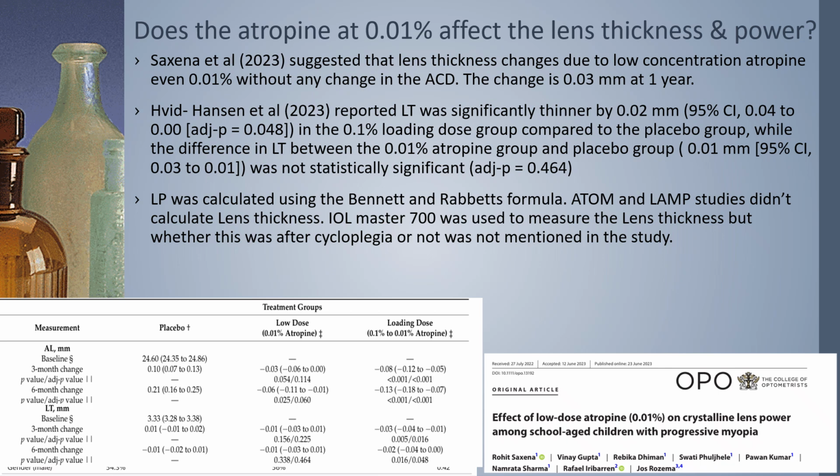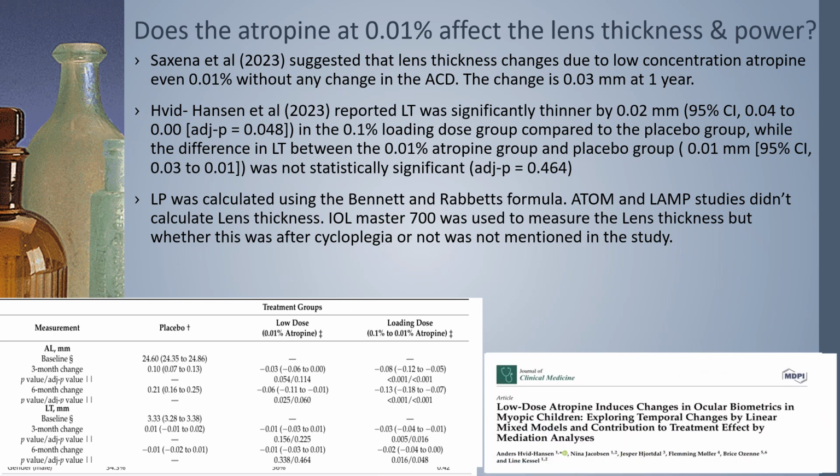However, it is very difficult to measure the optimal change in lens thickness. There has been certain data by Saxena et al., where they suggested that the change due to low concentration atropine was around 0.03 at 1 year. And Havid and Hansen et al.